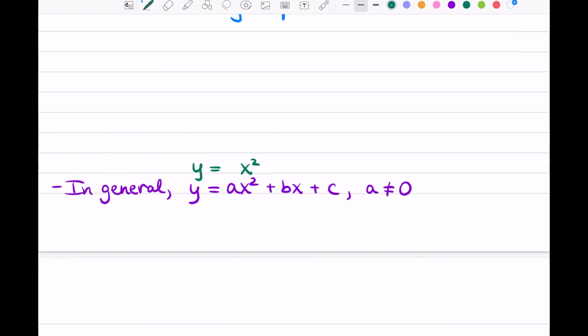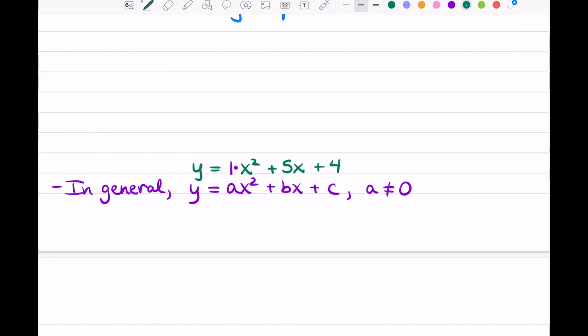In general, a quadratic equation has the form y equals ax squared plus bx plus c, where a is not equal to 0. So a is either positive or negative. It can't be 0. The equation that we looked at above follows this format. It was y equals x squared plus 5x plus 4. And there's an implied 1 in front of the x squared.